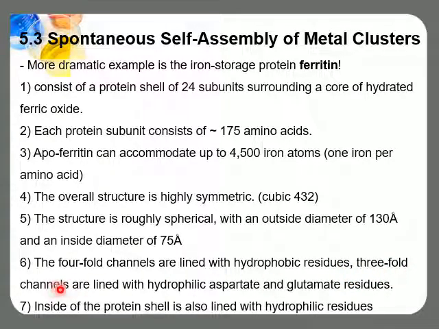And the threefold channels are hydrophilic. So ions, oxygens, waters, and some other ligands like carboxylate can be transported through this channel. The inside of the protein shell is also lined with hydrophilic residues, so that the inside of the shell has affinity for hydrophilic iron oxide.